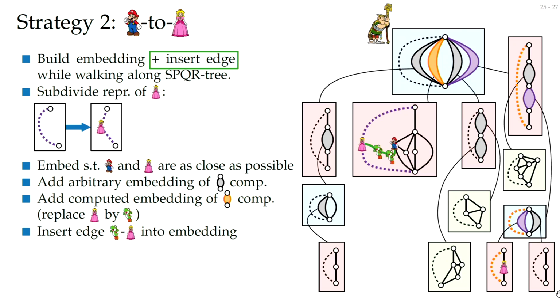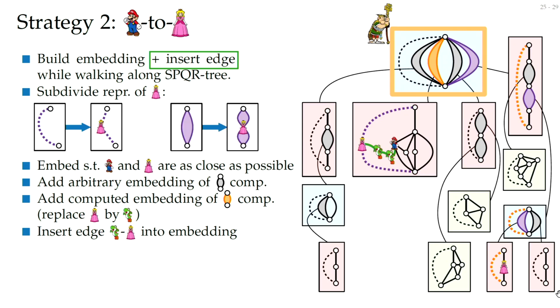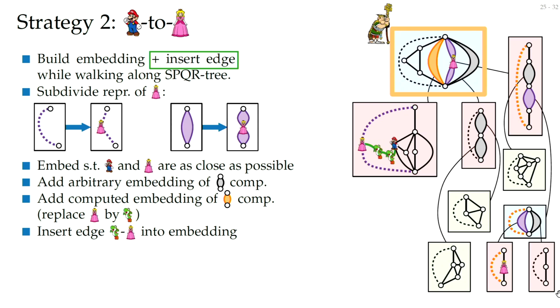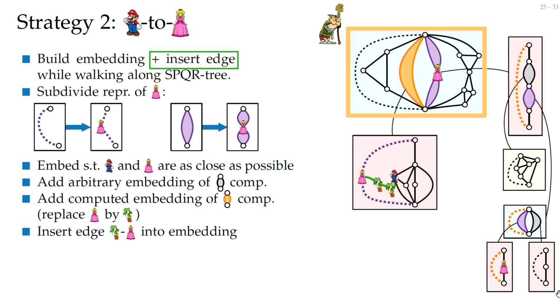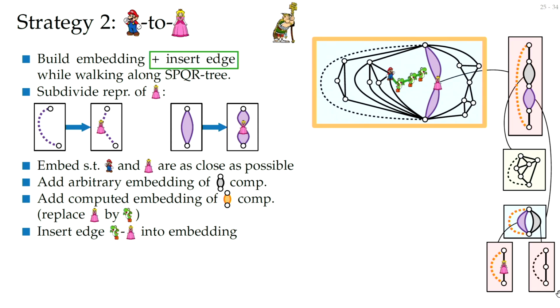We get to the next parent. There are again two other components that we don't care about, but first we have to add Peach. Now this is inside a component, but we just do the same. We still subdivide it. So Peach will be here. We change the embedding to bring them together. We replace all these components that we don't care about by arbitrary embeddings. And we place this embedding of this subgraph here where the orange part is.